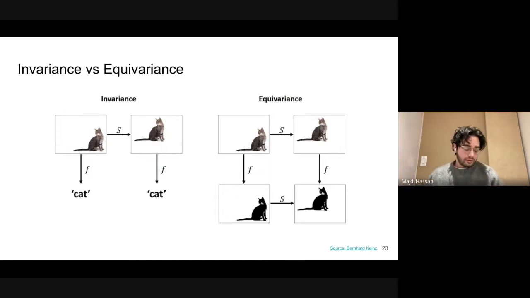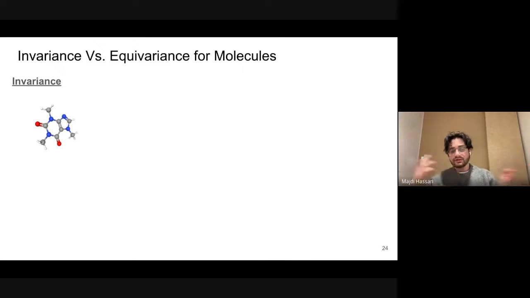Now, so this was kind of an example to briefly introduce you to this, but this talk is about molecules, right? So what does that look like? What does invariance and equivariance look like for molecules? So let's say I have this molecule. I believe this is caffeine, maybe. And let's say that we have a property for this molecule. This is like the aqueous solubility of this molecule.